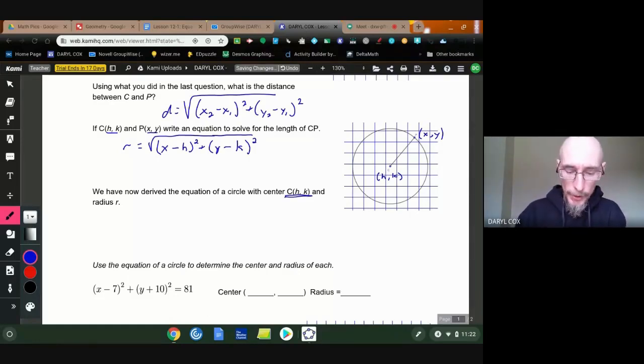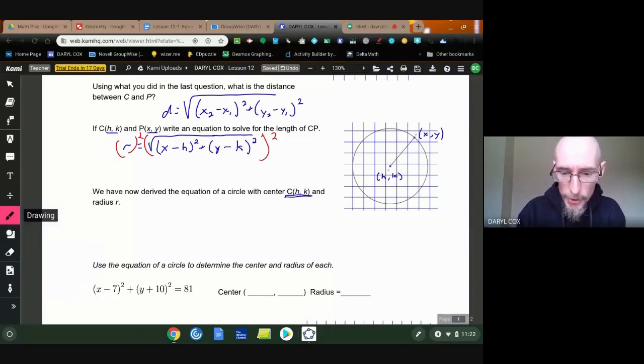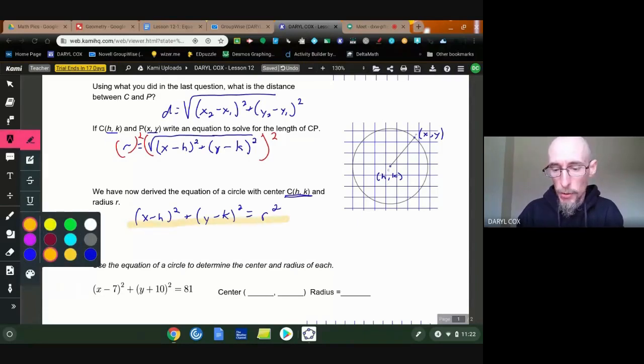What we do now, let's say that I were to take this and square both sides of this equation, because we learned in algebra you can do the same thing to both sides. That's going to leave me with an equation that now says the squared and square root cancel each other. x minus h squared plus y minus k squared equals r squared. This is our formula for an equation of a circle.